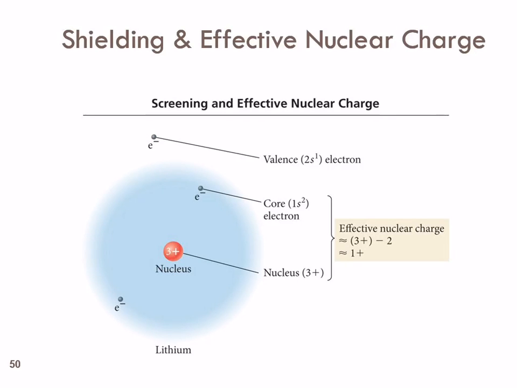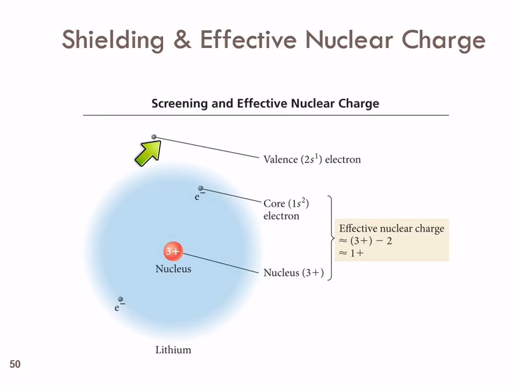So here's an illustration of shielding. This is lithium. Lithium has 3 protons in its nucleus. It has 2 core electrons, the 1s electrons, and then it has 1 valence electron. So the core electrons in the 1s orbital are closer to the nucleus than the valence electron in the 2s orbital. And these are broad generalizations we're talking about.